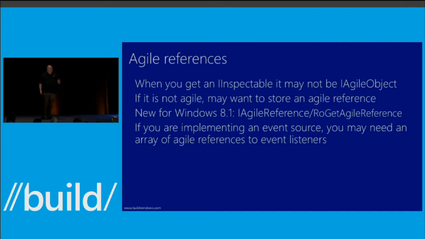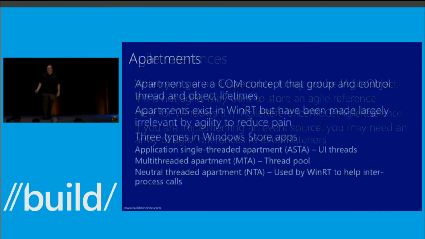You probably won't need this at all. If you're implementing an event source that might have listeners on a UI thread in a JavaScript app maybe, or a few other cases, you might need this. It's very unusual. But if you need this, there's a way for you to wrap up a non-agile object and make it agile cheaply and efficiently and in a way with less complexity than the global interface table.